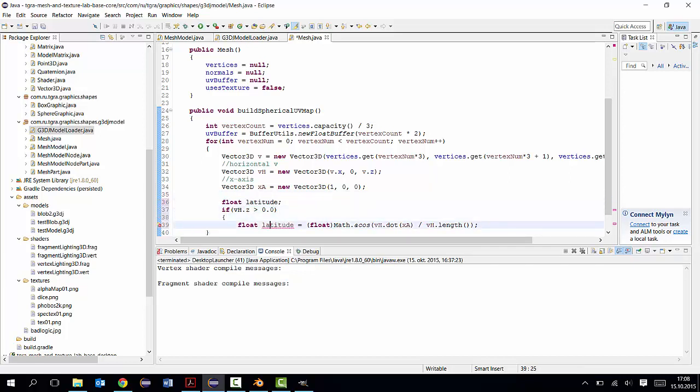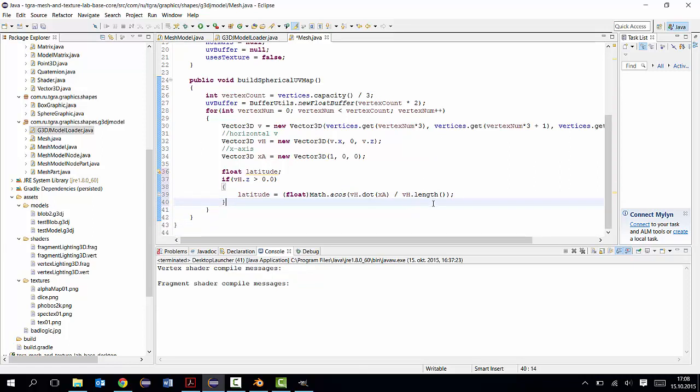So if it's bigger than 0, then we say latitude equals this. If not, however, if we're at the other side, latitude equals this. We start at 0, we go positively up to pi, or 180 degrees. Once we're at the other side, we basically start going down again, down to 0.